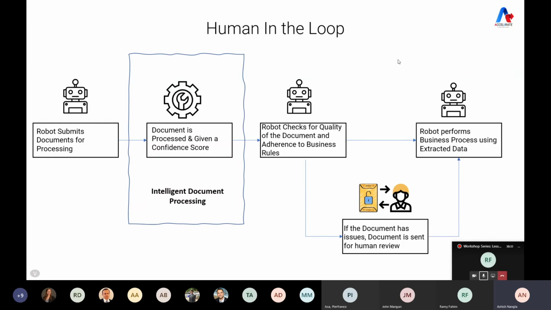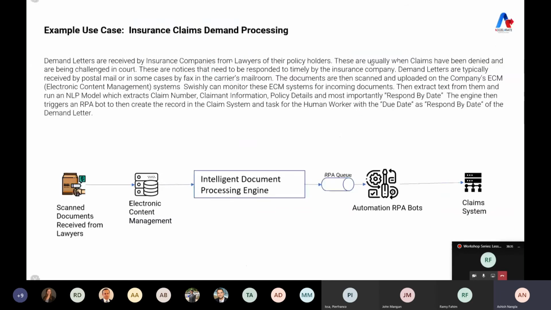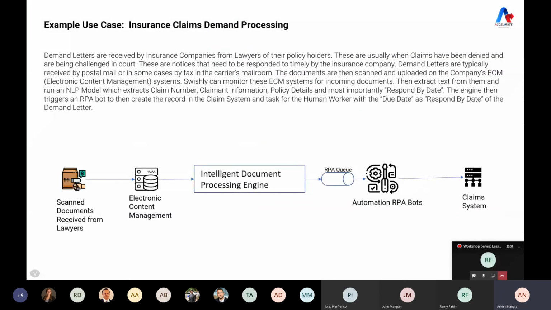Okay. Next, we wanted to talk about a specific use case. So we can ask Vachan if you can talk about this use case specifically in terms of processing using natural language processing. Sure. Thanks, Ashish. That was good.